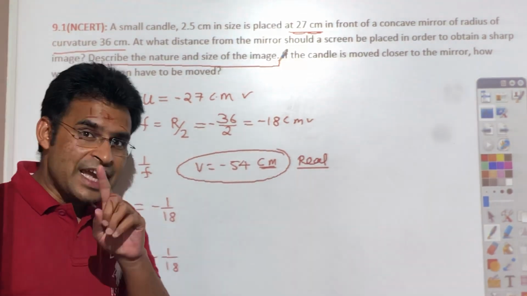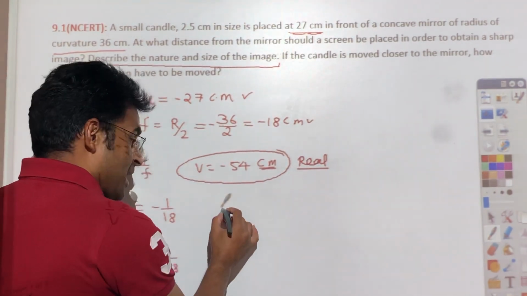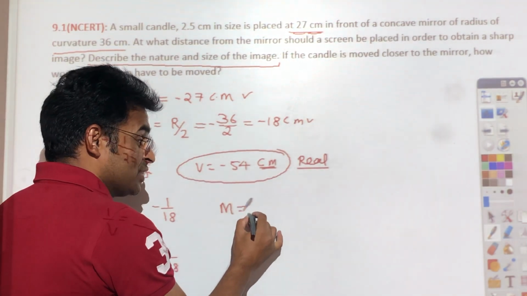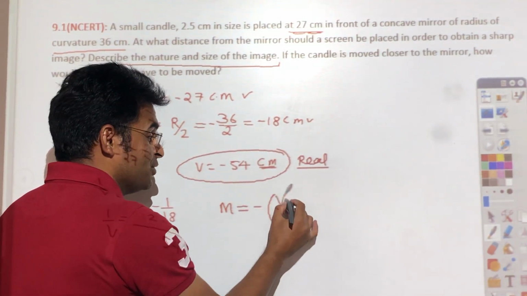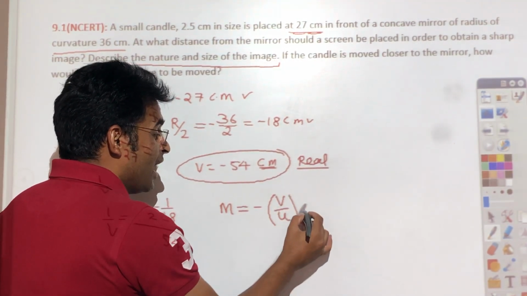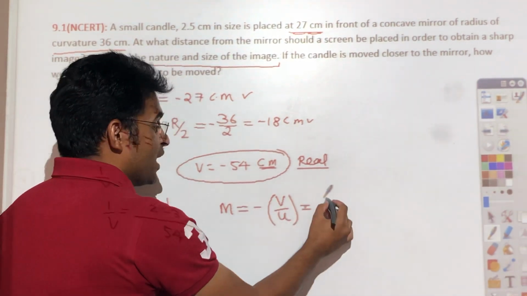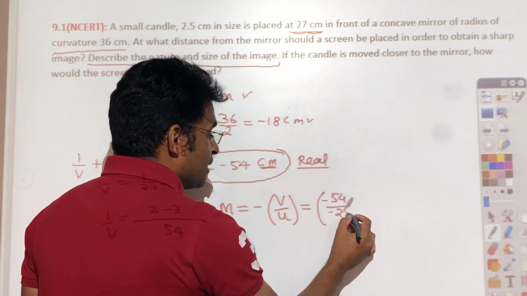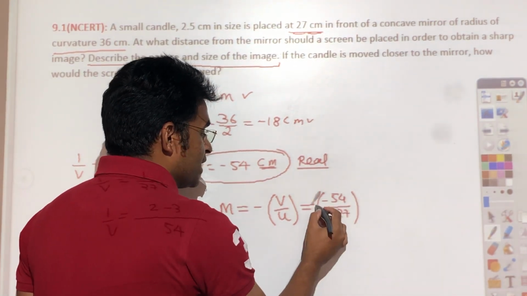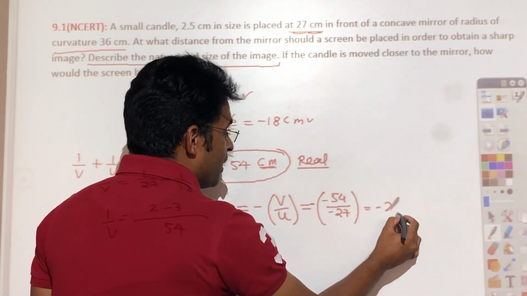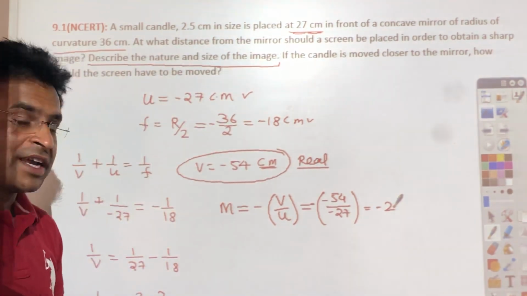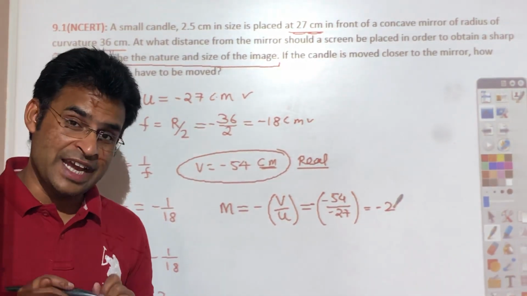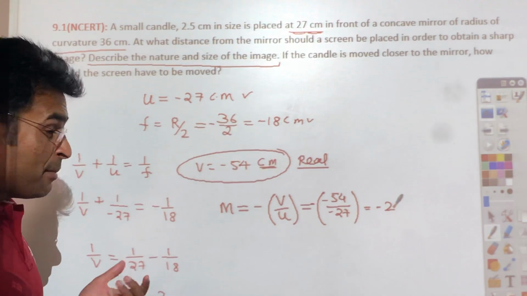For that purpose, I need to calculate magnification. Magnification is equal to minus v by u, and I got v equal to minus 54, and u equal to minus 27, with the minus outside. So finally I'll get minus 2. So magnification is minus 2, which indicates that m is negative.